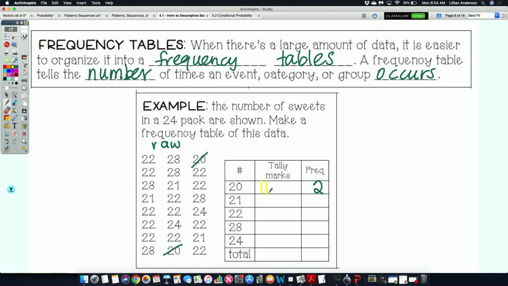All right, when you take a look, how many times does 21 show up? 1, 2, and 3. So that's 3. What about 22? We have 1, 2, 3, 4, 5, 6, 7, sorry, 8, 9, 10, 11, 12. Go through the rest and figure out how many 23s and how many 24s you have.